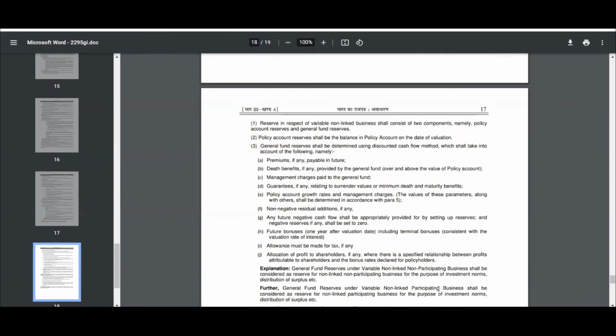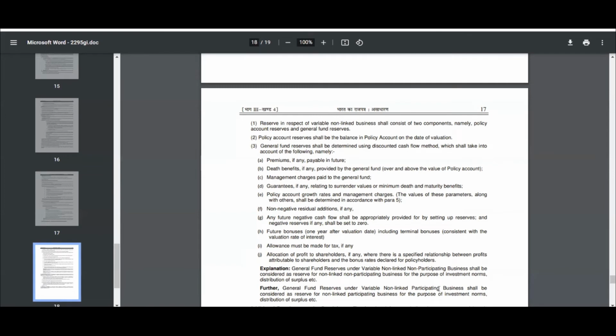However, because it is variable non-linked business, the participating part needs to be considered, and that's why we will consider the future bonuses 1 year from the date of valuation, including the terminal bonuses, which is consistent with the valuation rate of interest, tax allowance, if any, and shareholder transfer to the shareholders, provided there is a specified formula between transfer of surplus between the policyholders and the shareholders.